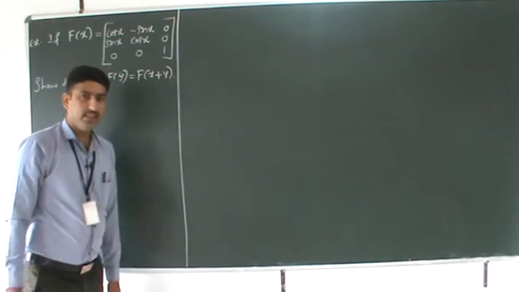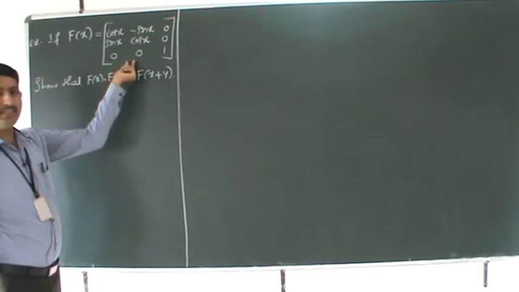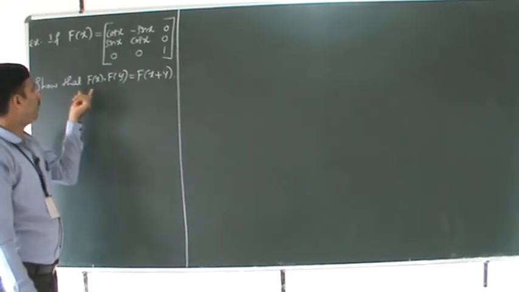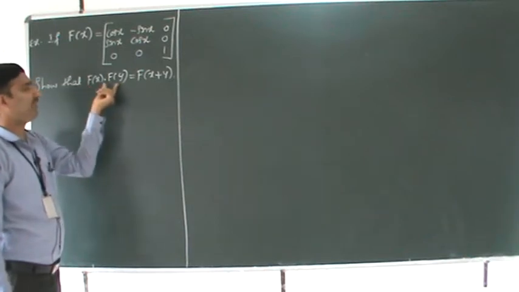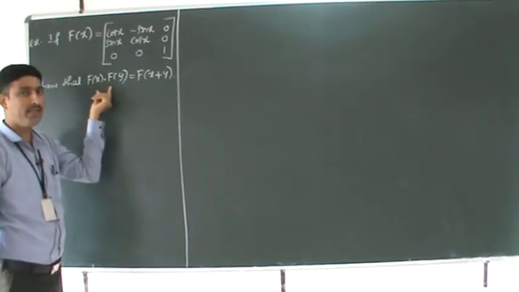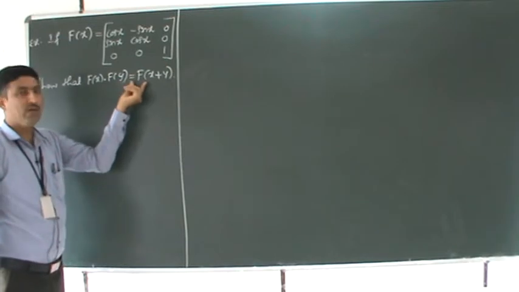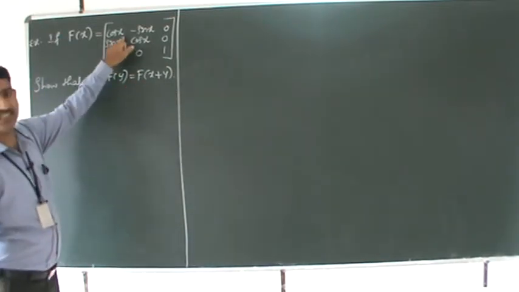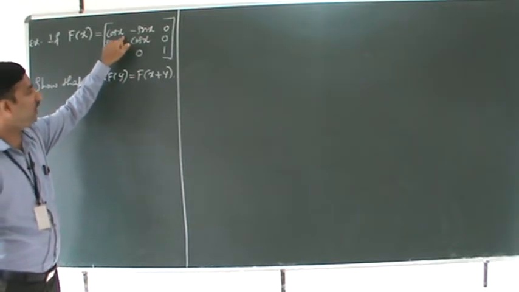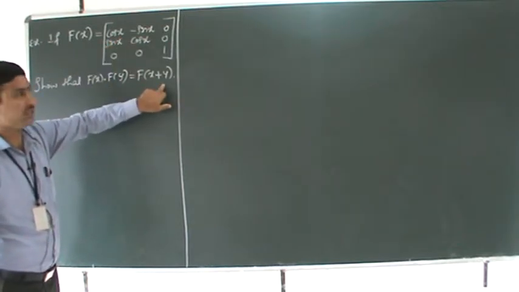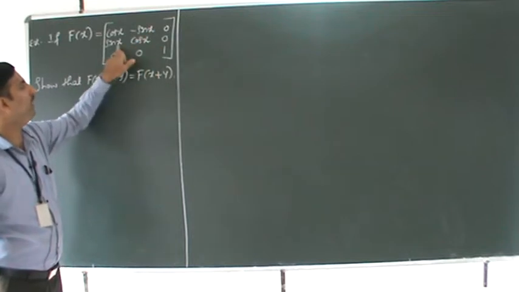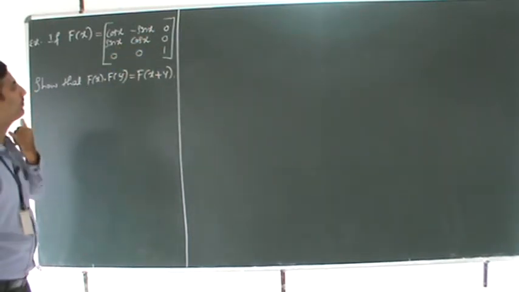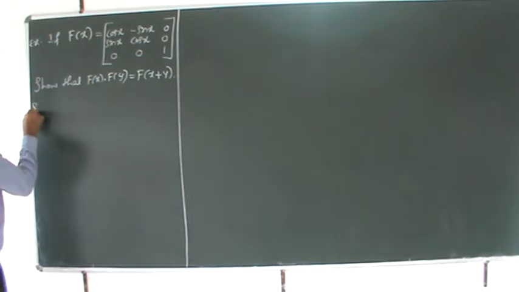What are they given? They are given a matrix in the form of f of x. What is our job? Our job is to show f of x into f of y, that is nothing but the product, is the function f of x plus y. It means in place of x, all the values should be in the form of x plus y. Here also x plus y, x plus y, x plus y. We have to do that. Before that, solution.